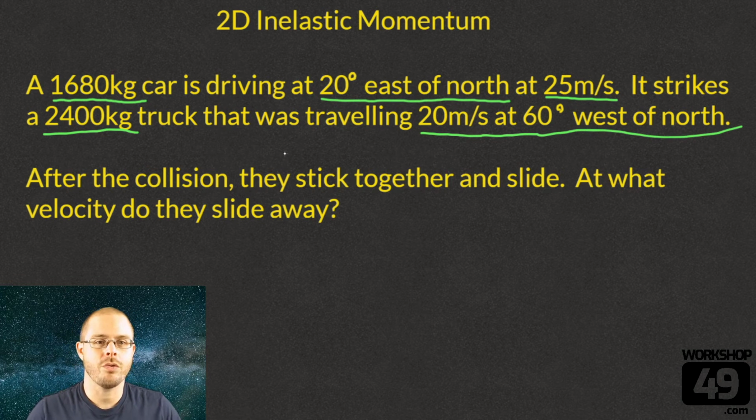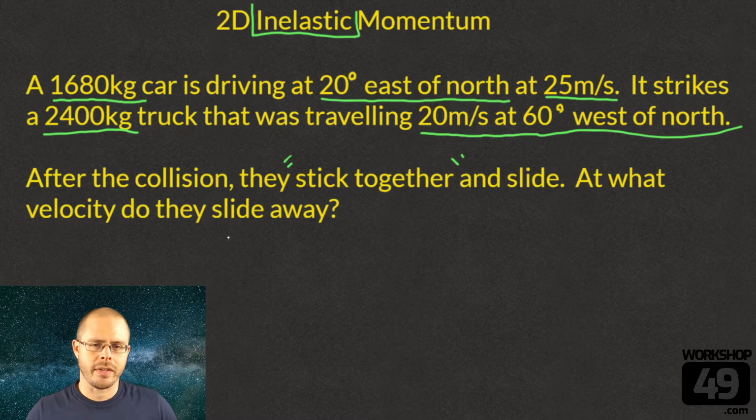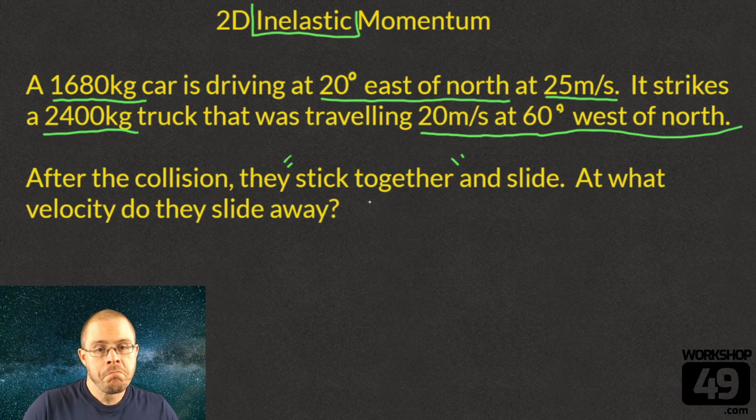We have two directions, that's two things. After the collision, they stick together. That's what means it's inelastic. It's inelastic because they've stuck together. They didn't bounce. At what velocity do they slide away?